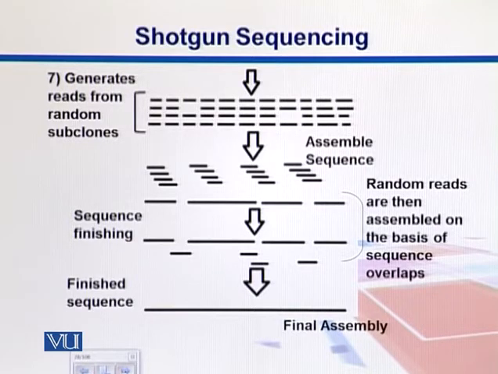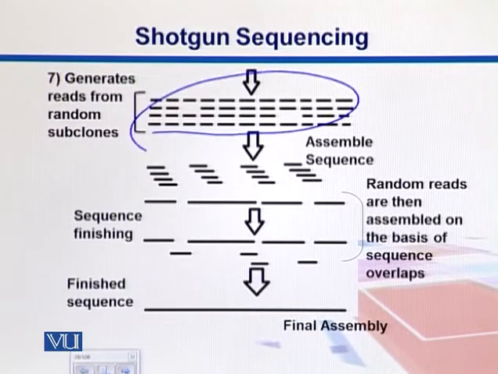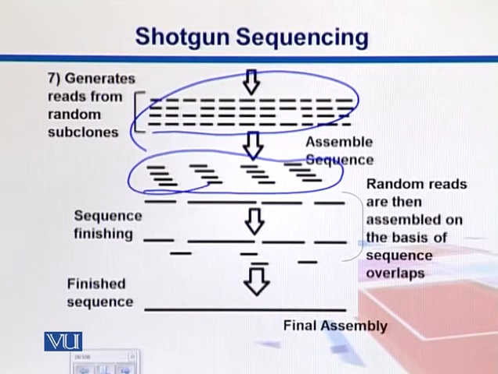The sequenced fragments coming out from sequencers are called reads. We take these reads and assemble them. There are different assembly packages or software, which we'll talk about later. After that, these reads are assembled together, the assemblies are finished, and finally we have the final assembly.